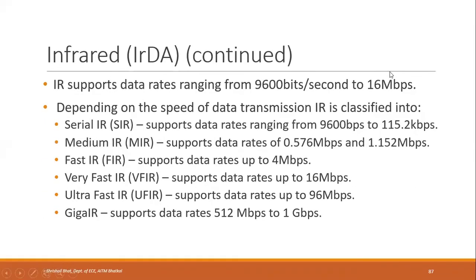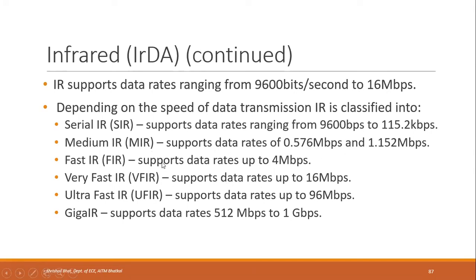Okay, then it supports a wide range of data rates, from 9600 bits per second to 16 Mbps, that is 9.6 kbps to 16 megabits per second. Depending on the speed of data transmission, there are different types. The basic one is serial IR. It supports data rates from 9600 to 115.2 kbps. Then there is medium IR, MIR, from 0.576 to 1.152 Mbps.